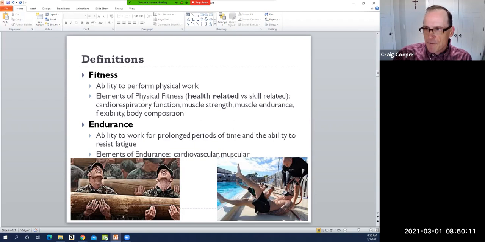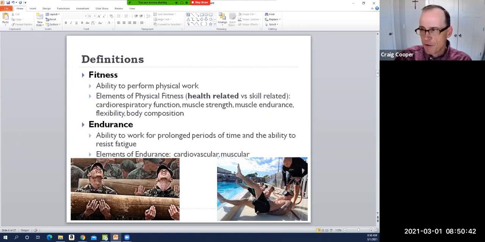All right, so we've got some definitions on this page. We've got fitness as the ability to perform physical work, which is the broad definition of fitness. And then I re-added this second part, the elements of physical fitness. These are the health-related components. I bolded that this morning. So cardiorespiratory fitness or function, muscle strength, muscle endurance, flexibility, body composition. And then some people will talk about skill-related as a way to look at fitness.